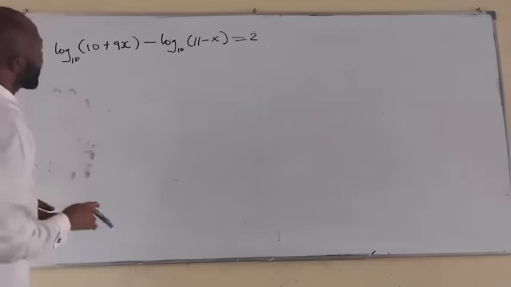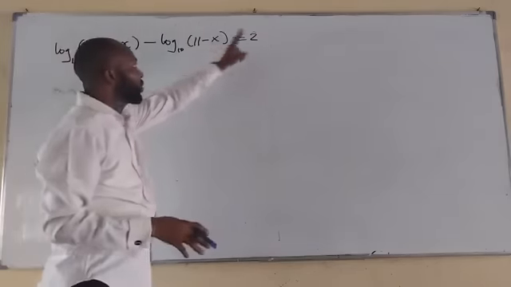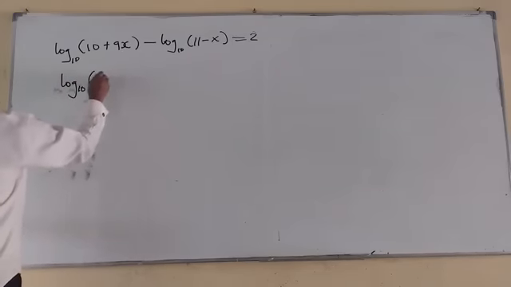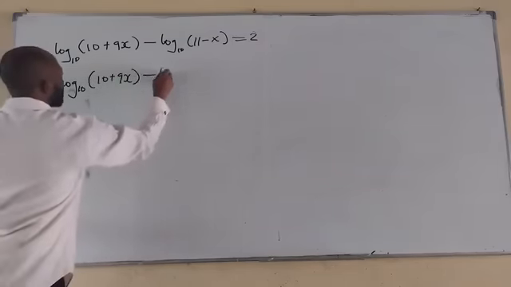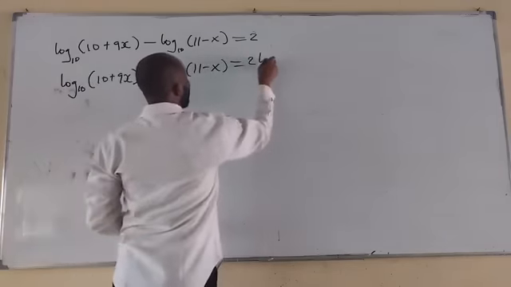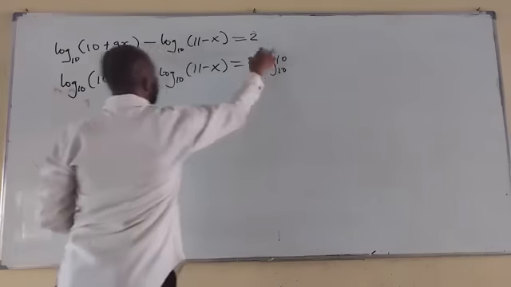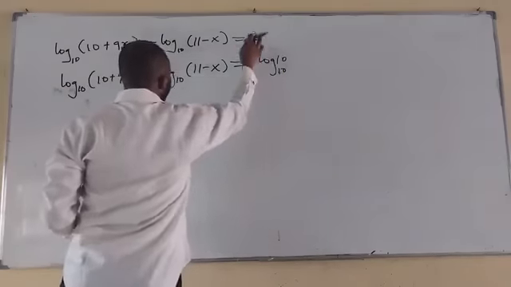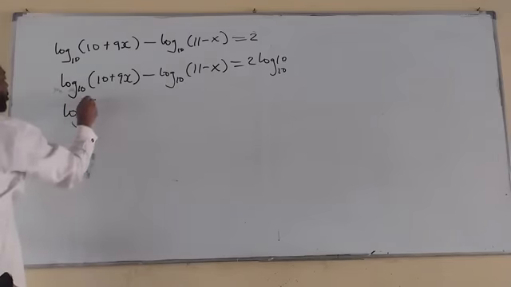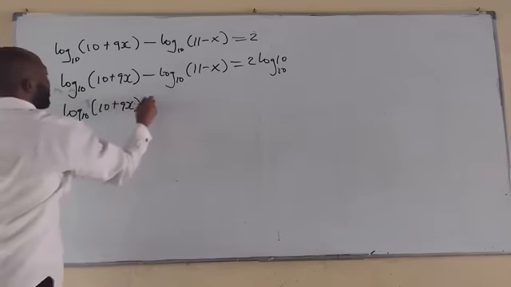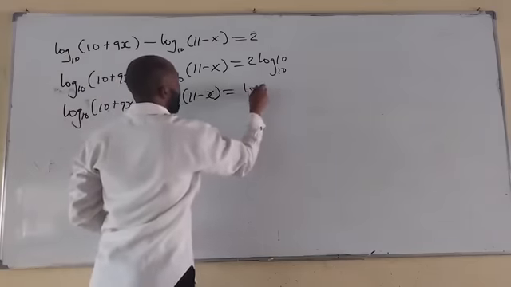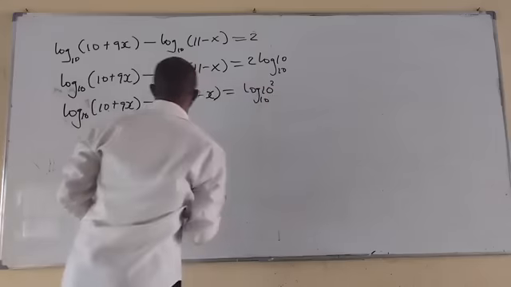So what we've been doing so far, we have a log sign here, we have to introduce one here. So we have log in base 10, open bracket, 10 plus 9x, close bracket, minus log in base 10, open bracket, 11 minus x, is equal to 2 log 10 base 10. That log 10 base 10 is 1, times 2 is 2. So it's correct. So we move on to say log in base 10 of 10 plus 9x minus log in base 10 of 11 minus x is equal to log 10 raised to the power 2 in base 10.